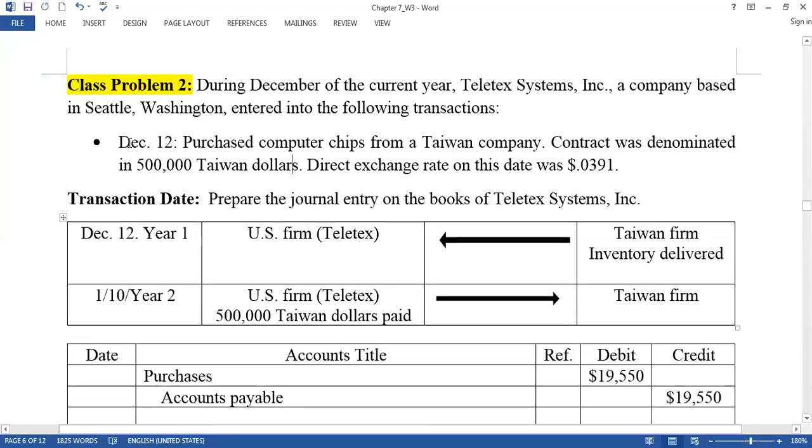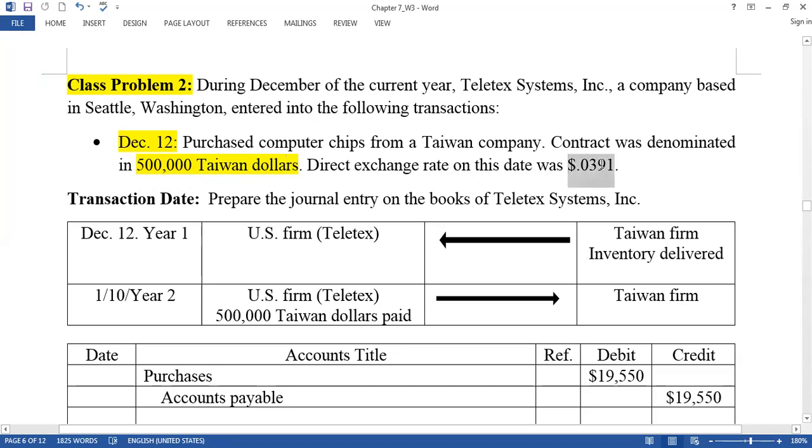Look at the question. December 12 is the transaction date. You buy something from Taiwan, okay? And this is the Taiwanese dollar. So you are liable to pay 500,000 Taiwanese dollars, and the question already gives you the direct exchange rate.